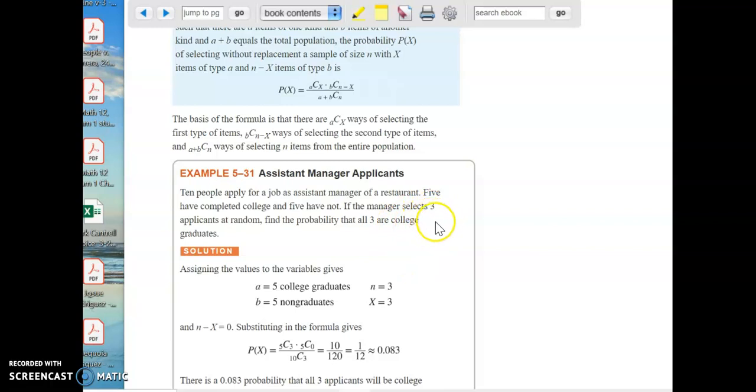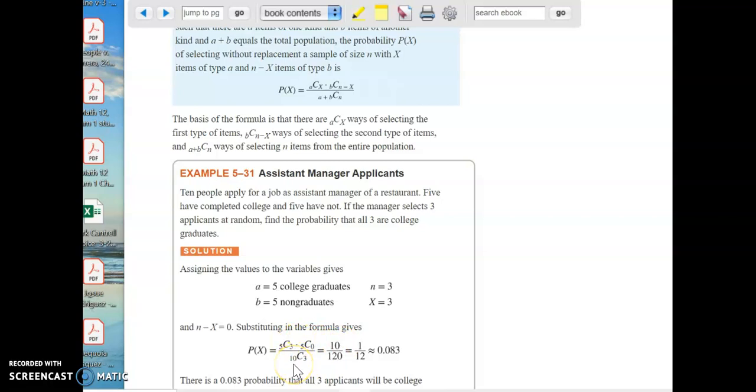He's selecting 3 applicants, and he wants to know if all 3 of them are college graduates. Well, if all 3 of them are college graduates, that means that 0 are not college graduates. So that's 0 out of the 5. So the numerator is very straightforward. It's just, you pick 3 out of the 5 and you pick 0 out of the 5. Calculate those numbers, multiply them out, and you get 10.